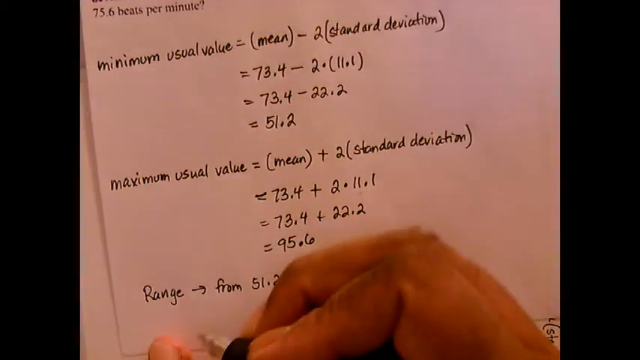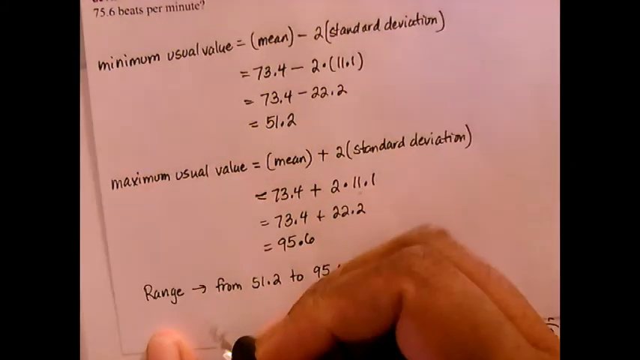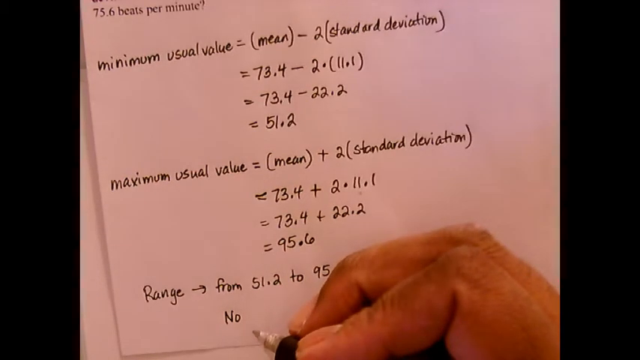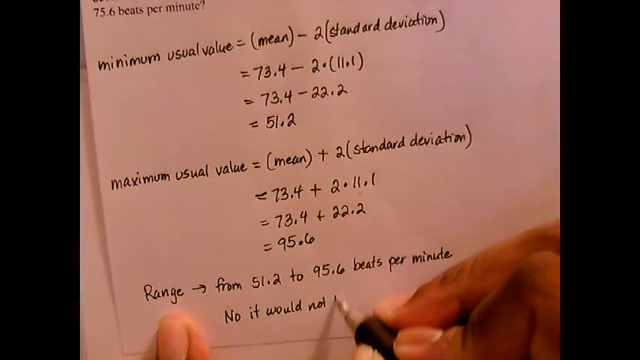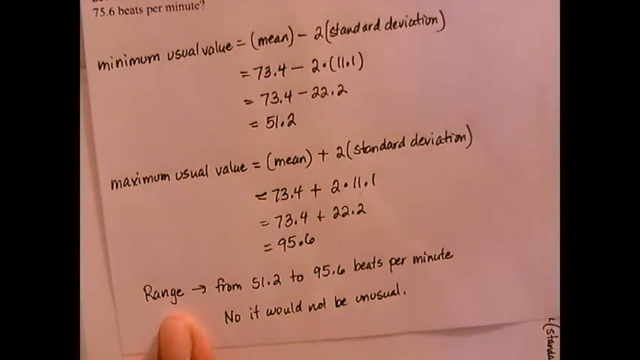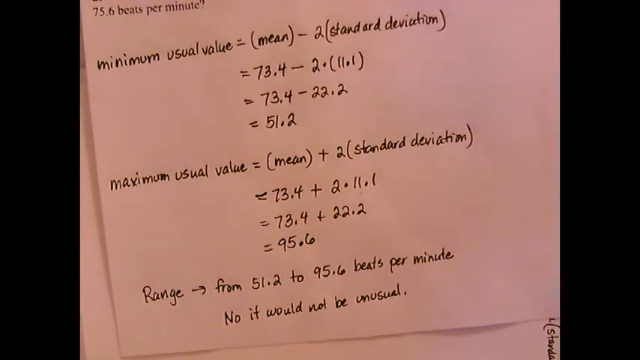Okay, so we will say here, now they ask, would it be unusual for one of the test subjects to have a pulse rate of 75.6 beats per minute? So here, this will be, no, it would not be unusual. And the reason for that is because that data value lies within that range of 51.2 and 95.6. Now, had it lied on the outside, then it would be unusual.